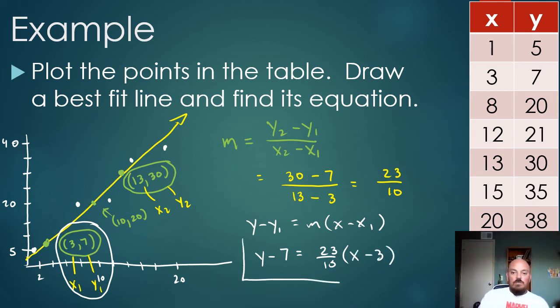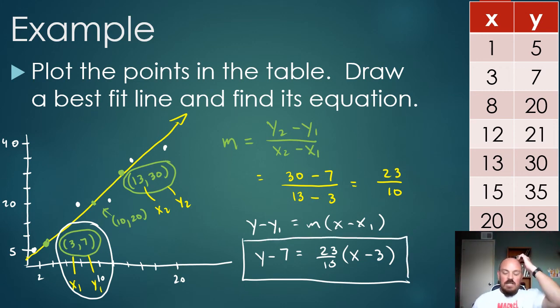And this is why I used point-slope form. I didn't really want to mess with it and have to solve for b with that messy fraction slope in there. With point-slope form, you just get to plug in the numbers and you're done. So I'm going to say that's my answer. y minus 7 equals 23 over 10 times x minus 3.